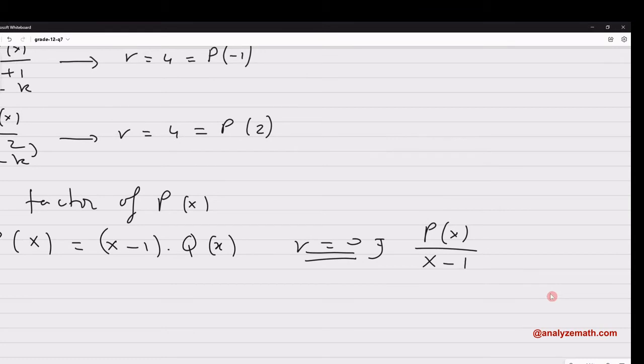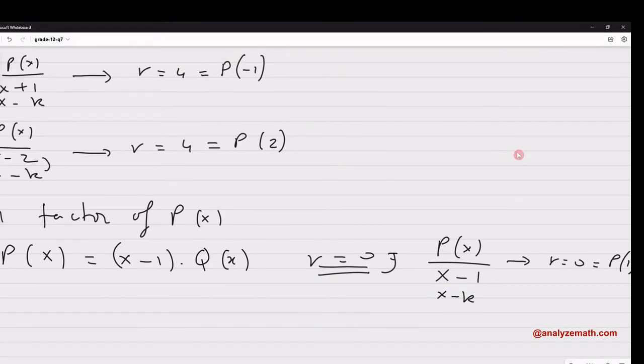So again here we go and use the remainder theorem. So if I divide p of x by x minus 1, I have a remainder equal to 0, and according to the remainder theorem, this is equal to p of 1. This is x minus k, remember, k equal to 1.